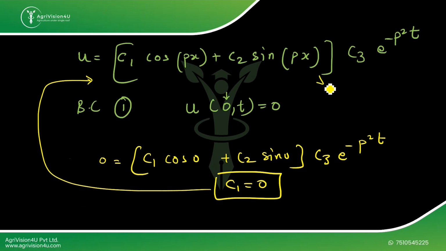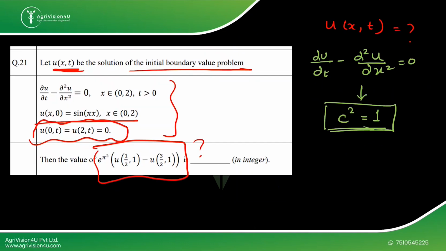If I update this solution, you will get u is equal to c2 multiplied by c3, which is some constant c dash, sin px multiplied by e to the power minus p square t, right? Now, if you put the second boundary condition, let's see what is the second boundary condition that is given. u(2, t). So u(2, t) means you have to put 2 here in the value of x.